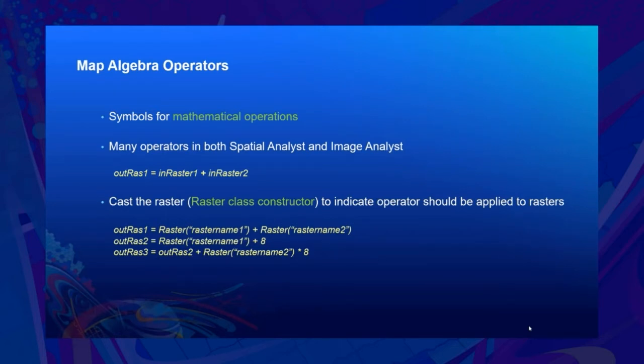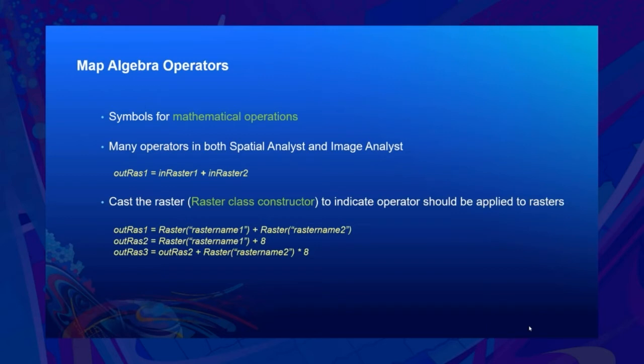Operators are symbols that you can use for mathematical operations like plus, minus, multiplication, things like that. Now there are many operators in both Spatial Analyst and Image Analyst, right? You can actually add two rasters, you can do many other things. However, the important thing is to tell ArcPy or Python that you are working with a raster, not a number or a string. To do that, you have to cast them as a raster using the Raster class, right?